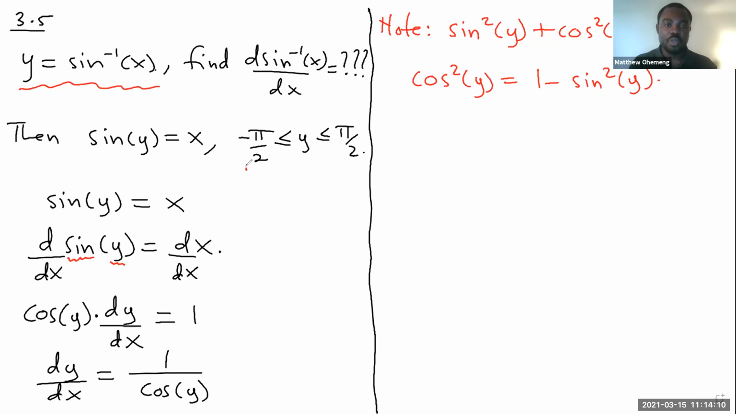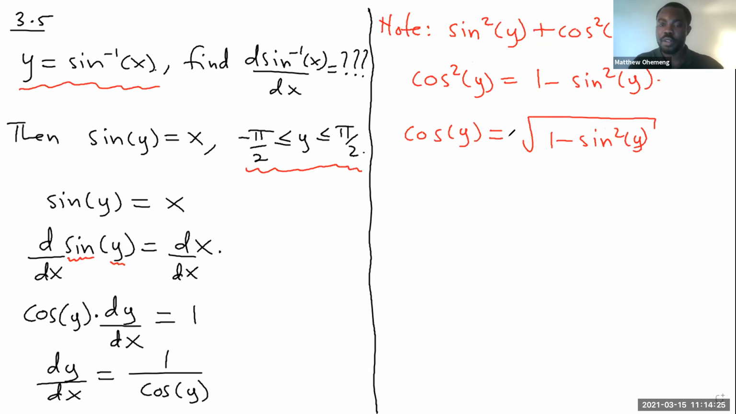Now, within this range of values for y, cosine is always positive. So if I'm solving for cosine of y, then cosine of y is the square root of 1 minus sine squared of y. I'm not doing plus or minus here because, within this range of y values, between negative pi on 2 and pi on 2, the cosine of y is always positive. So that's why it's not a negative square root; it's only the positive part.